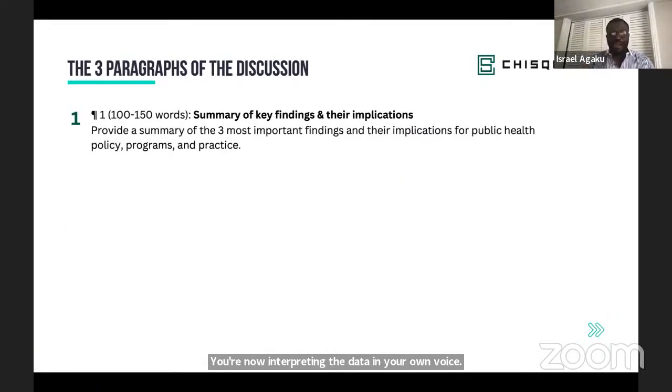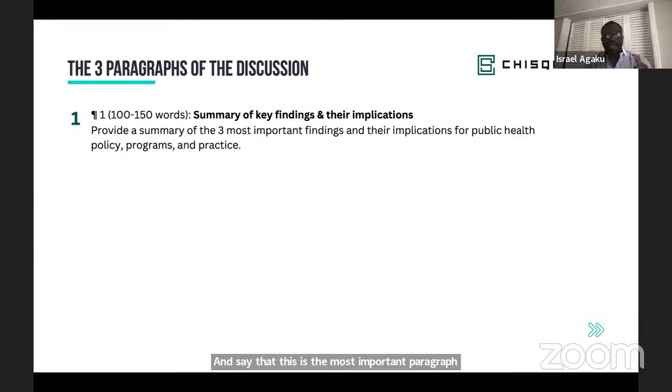And so 3 paragraphs here for the discussion. Paragraph 1, summarize at a high level the 3 most important findings and their implication. Always assume that somebody will not read your paper to the end. So don't wait till the end to discuss the implications of your finding. If you were to select one paragraph in the whole manuscript and say that this is the most important paragraph, it will be the first paragraph of the discussion.